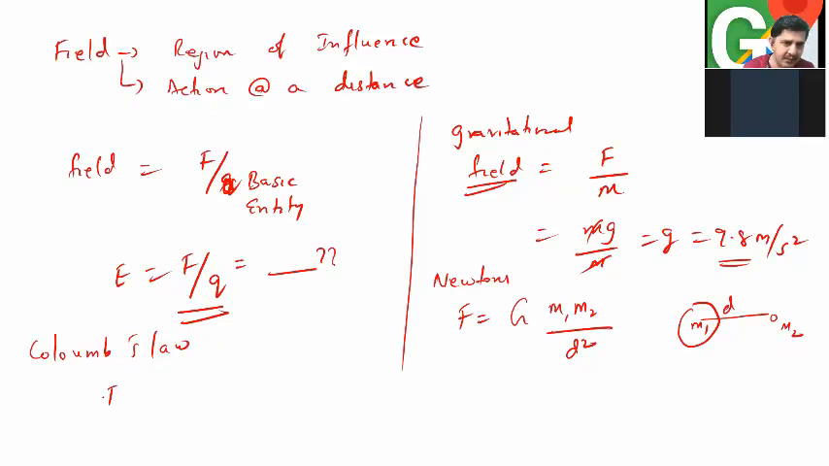We define this as the force F is equal to K Q1 Q2 divided by d square, where Q1 is the first charge, Q2 is the second charge, and d is the distance between the two charges. The difference between these two, though they look very alike, is that this constant G is constant for the whole universe.